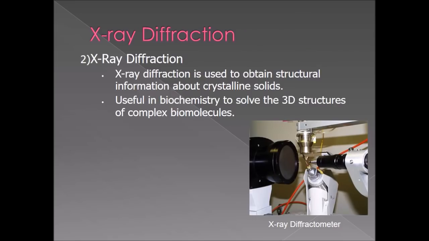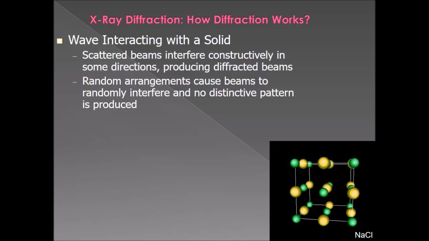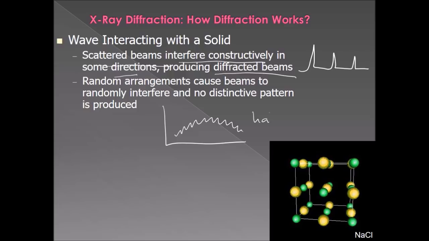So here we define X-ray. X-ray diffraction is used to obtain structural information about crystalline solids. It is the gold standard method in determining crystalline solids. It is useful in biochemistry to solve the 3D structure of complex biomolecules. The wave interacts with a solid, scatters the beam, and interferes constructively in some directions to produce a diffracted beam, which produces the peak, as I mentioned before. If a random arrangement causes the beam to interfere randomly and no distinctive pattern is produced, you get a halo pattern, usually for amorphous material.